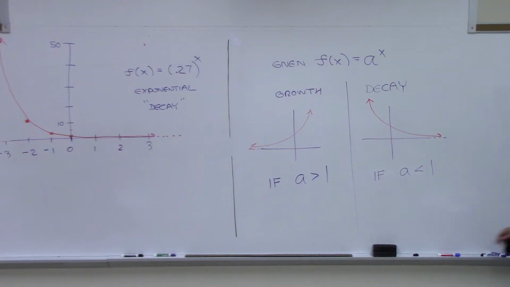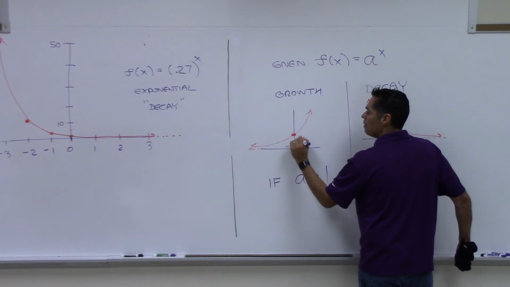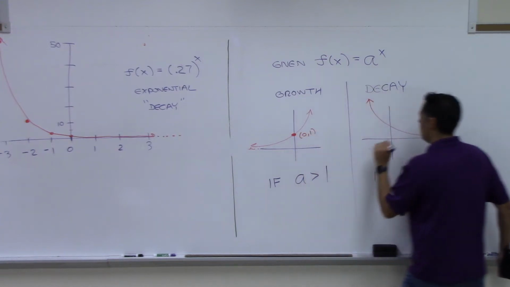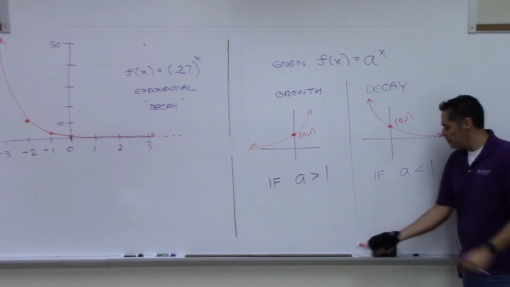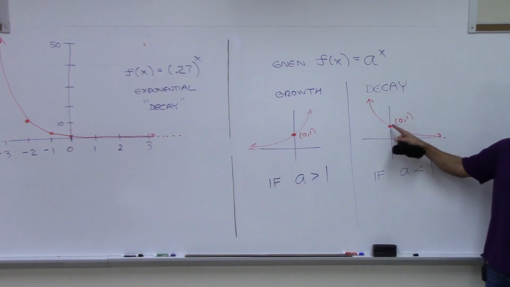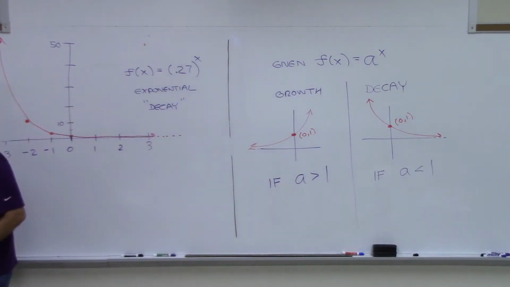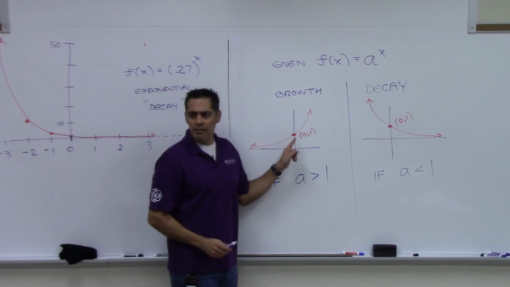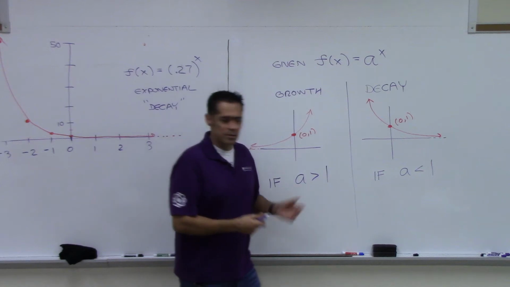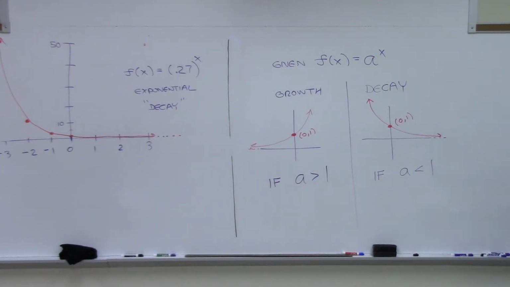Also, there's something else on this graph that they both would have in common. This point right here will always be (0, 1). This is what I was referring to a minute ago. We know that for any exponential function, if you plug in 0, you should get 1. So that should be a point on either graph, doesn't matter. For all basic exponential functions, they should all go through the point (0, 1). So that's the y-intercept, in other words. Okay. That's the general idea of an exponential function. We good?